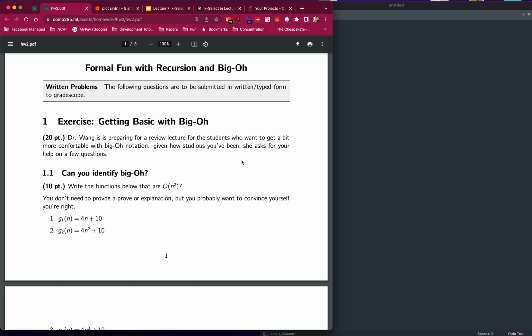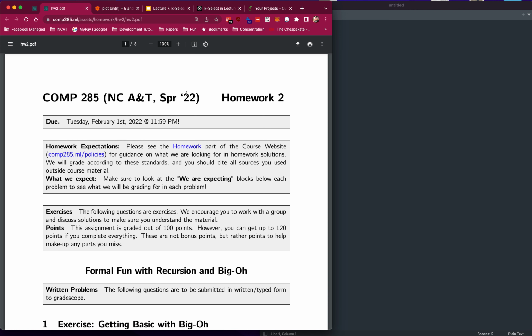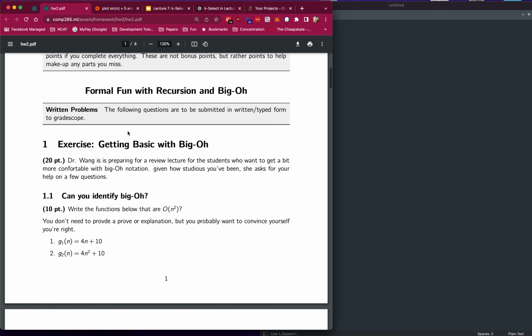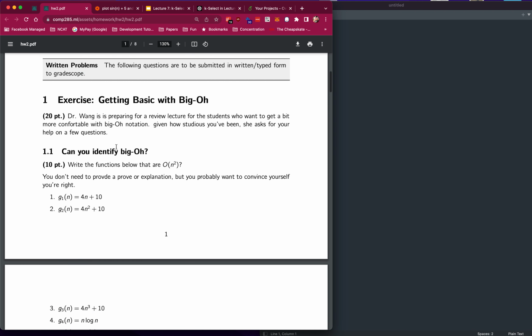I'm actually going to do a walkthrough of the assignment to help any students that might be struggling over the weekend and into next week. This is the homework 2 PDF. It is due February 1st at 11:59 p.m. The homework is broken up into two parts, a written part and a coding part. The written problems are to be submitted to Gradescope, as well as the coding part.